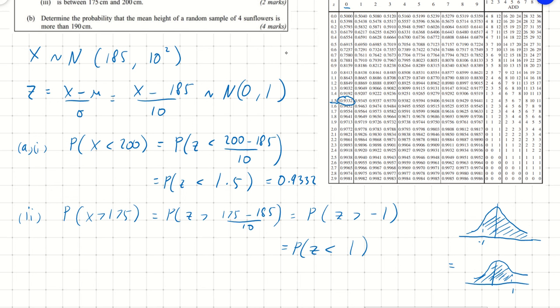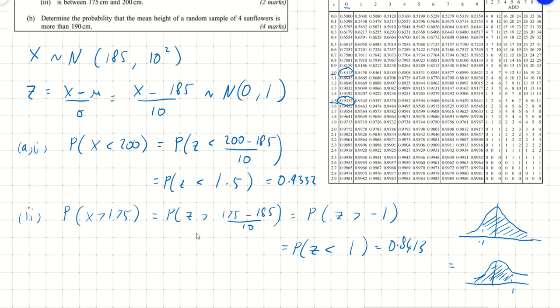This is something we can read from our normal distribution tables. Again, now we're looking at z equal to 1, so we're looking at this row, and again the first column 1.00, and we get 0.8413. Okay, so with these questions, it's just about being familiar with the shape of the normal distribution.